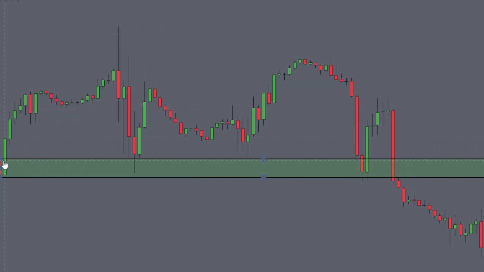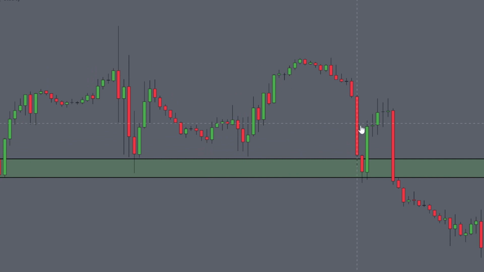As you can see, there's demand formed in this area. Price came down to demand and showed a reaction to the upside. Came down to demand and showed a reaction to the upside. Now we know that this demand zone has been tested 2 times, meaning that it's going to be weaker on the next time it touches.